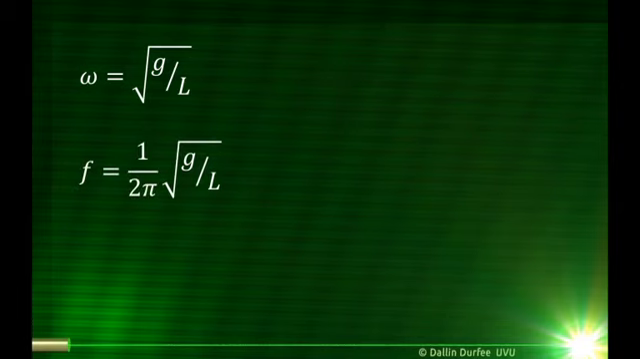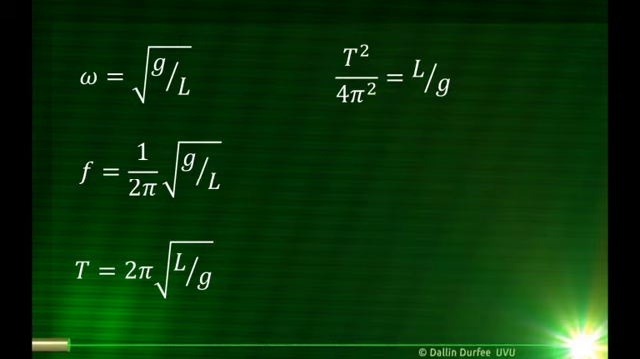So the frequency is just omega over 2 pi, or 1 over 2 pi times the square root of g over L, and the period is 1 over the frequency, so the period is just 2 pi times the square root of L over g. So what I'm trying to find is how long I need my string to be. So let's divide both sides by 2 pi and then square both sides, and we get this. Then if we multiply both sides by g, I can find an equation for L.